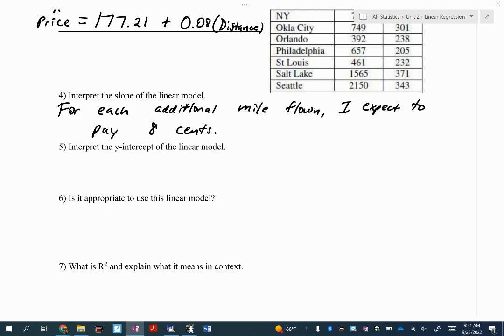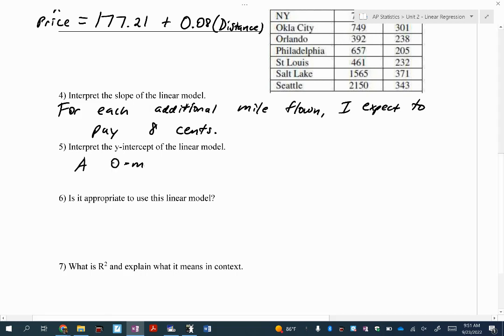All right, let's do 5, the y-intercept. So no context. The y-intercept is when x is 0, the y-intercept is y. So in this case, what is 0 for my x? What's 0 for distance? What would that mean? 0 miles. So have we flown anywhere? No. So if we're going to fly nowhere, it's going to cost us $177.21. Does that make any sense?